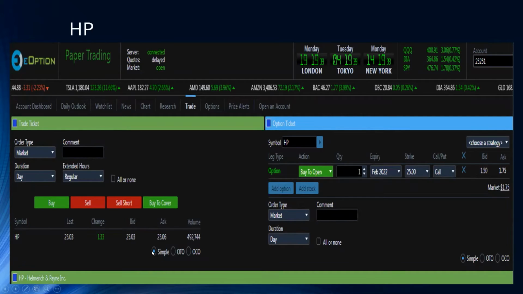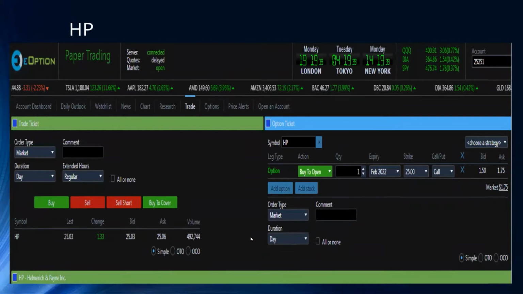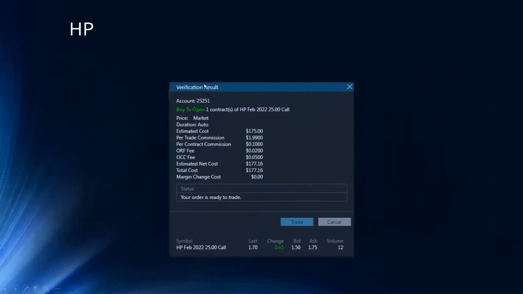Also marked down here, it's a simple order. This is just a market order. Right here it says order type. Now you could get into other types of different orders, but we're going to keep it really simple. This is just a market order. Okay, so the next slide goes here, and we have a verification.